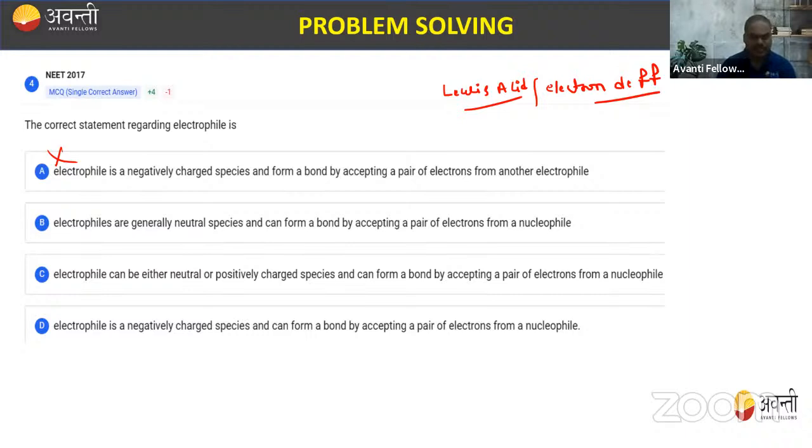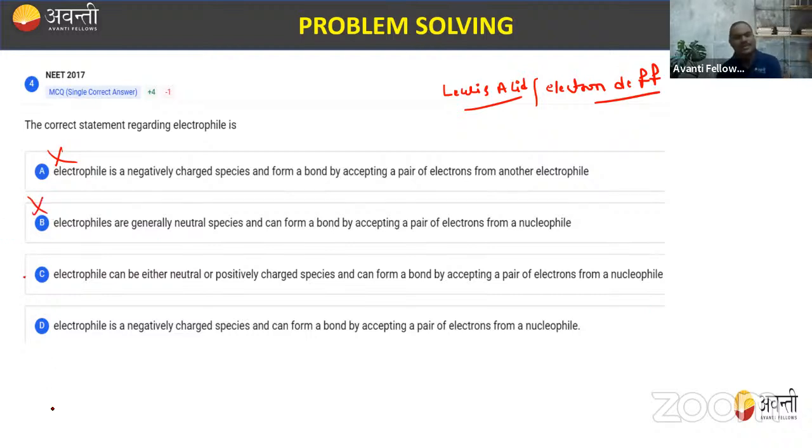ठीक है? Electrophiles are generally neutral species and can form a bond by accepting a pair of electron from a nucleophile. So बोल रहा है कि electrophiles are generally neutral species. क्या electrophile neutral species होता है? And can form a bond by accepting a pair of electron from the nucleophile. और कह रहा है कि बॉन्ड बना लेगा एक्सेप्ट करके पेयर ऑफ इलेक्ट्रॉन फ्रॉम द न्यूक्लियोफाइल. सो ये भी सही नहीं लग रहा है.